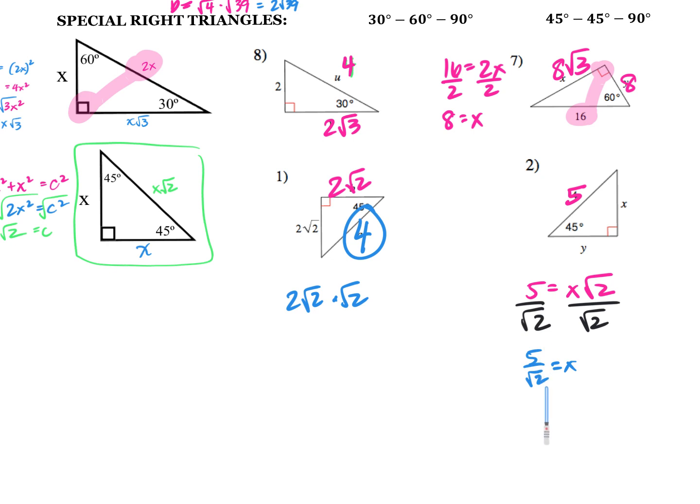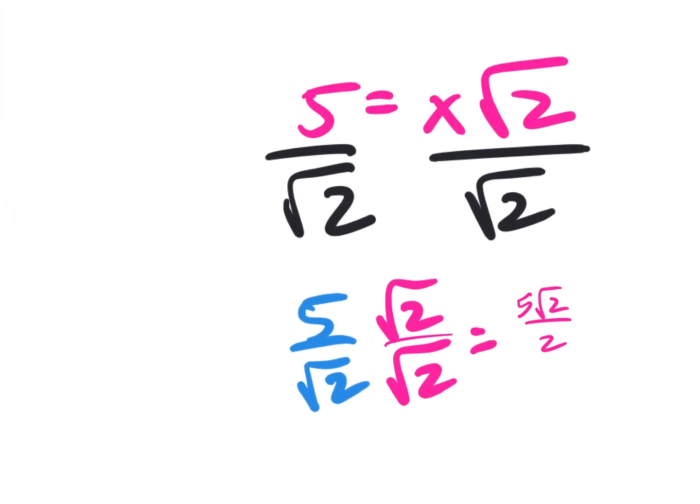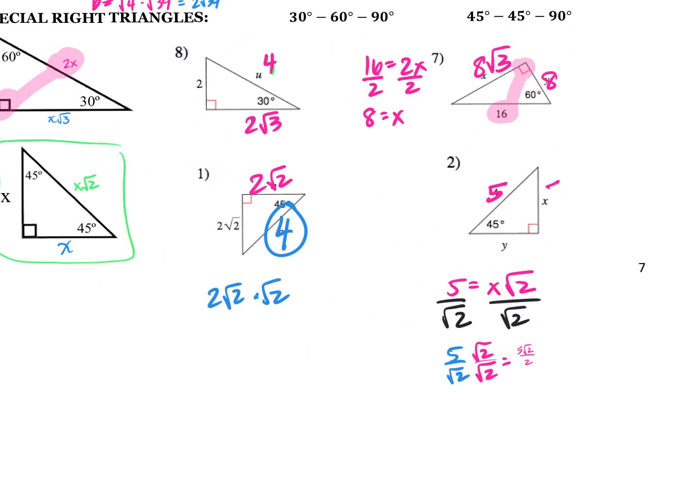Am I allowed to leave my answer like that? No. What do I have to do to that? Rationalize the denominator. She's saying she gets salty when there's a square root in the denominator. So when I multiply by root 2 over root 2, I'm left with what up top? 5 root 2 over 2. Can I simplify that? No. So this leg is 5 root 2 over 2, and so is that. You okay with that?